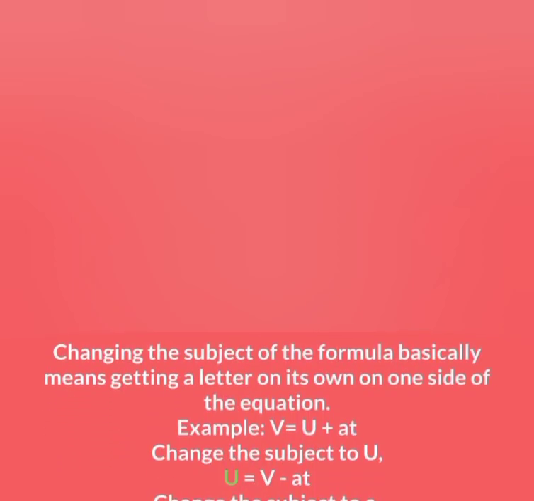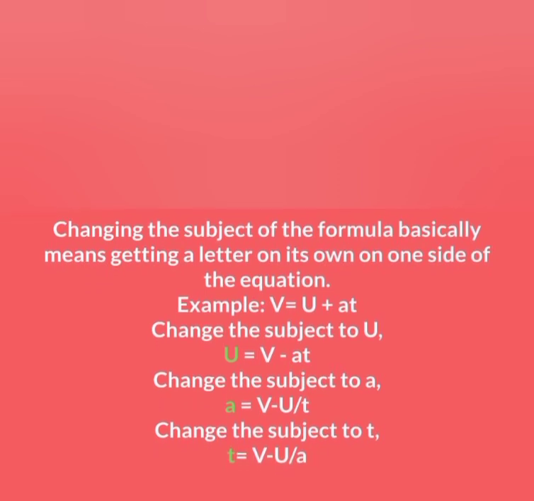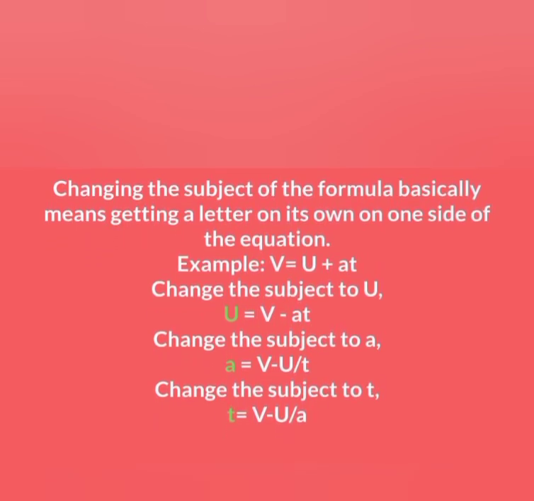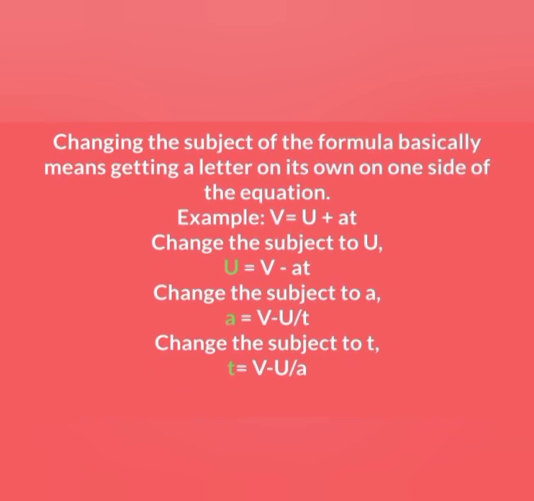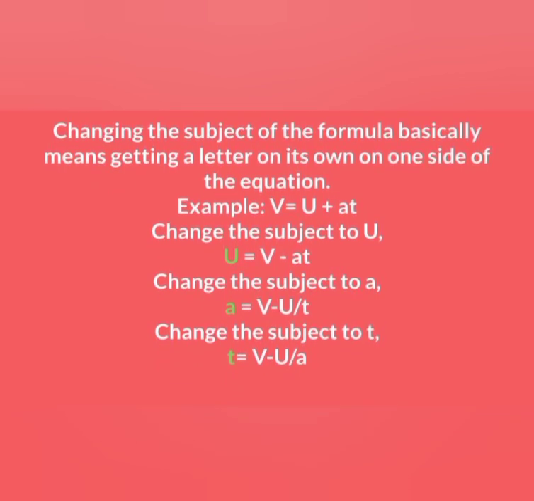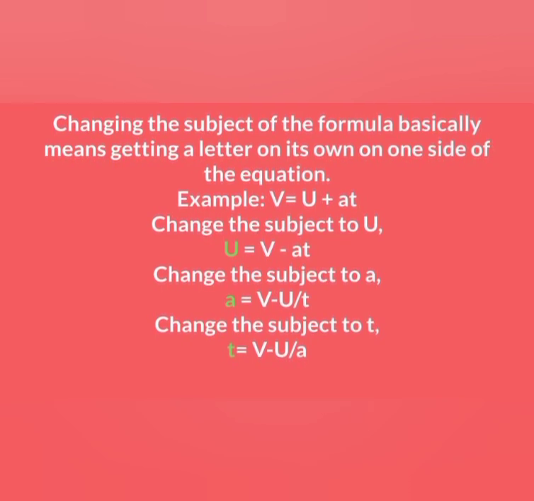Changing the subject of a formula basically means getting a letter on its own on one side of the equation. Example, V equals U plus AT. When you change the subject to U, it will be U equals V minus AT. When you change the subject to A, it will be A equals V minus U over T. When you change the subject to T, it will be T equals V minus U over A.